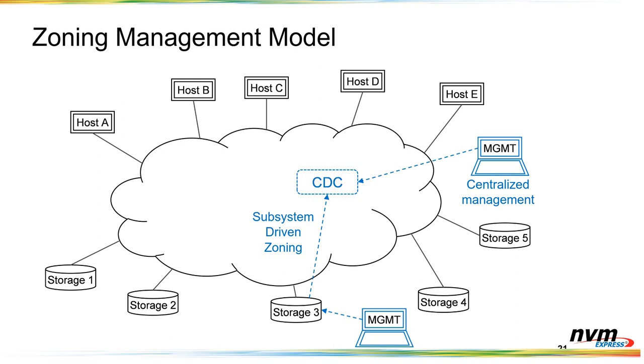So, let's look at how this works. How can we specify these connectivity constraints and how does the system work? First of all, we support a zoning model to specify connectivity constraints. Zoning resides on the centralized discovery controller. Over there, you have your zoning database where you have the connectivity constraints expressed. And you can access this database in two ways.